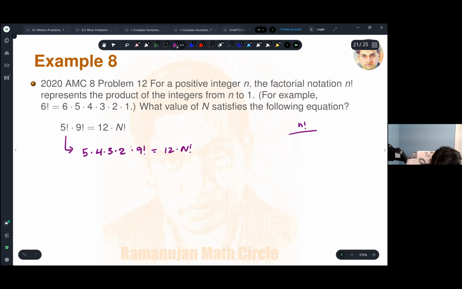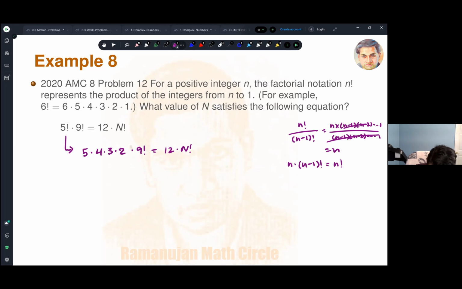n factorial over n minus 1 factorial, right? That should be n times n minus 1 times n minus 2 all the way to 1, and the denominator is n minus 1, n minus 2, and so on until 1. Cancel these out, you get n, right? So what that means is that n times n minus 1 factorial is equal to n factorial. And that makes sense, right? Because you're just multiplying n by n minus 1 factorial to get n factorial. So this is something that I would recommend you keep in mind.